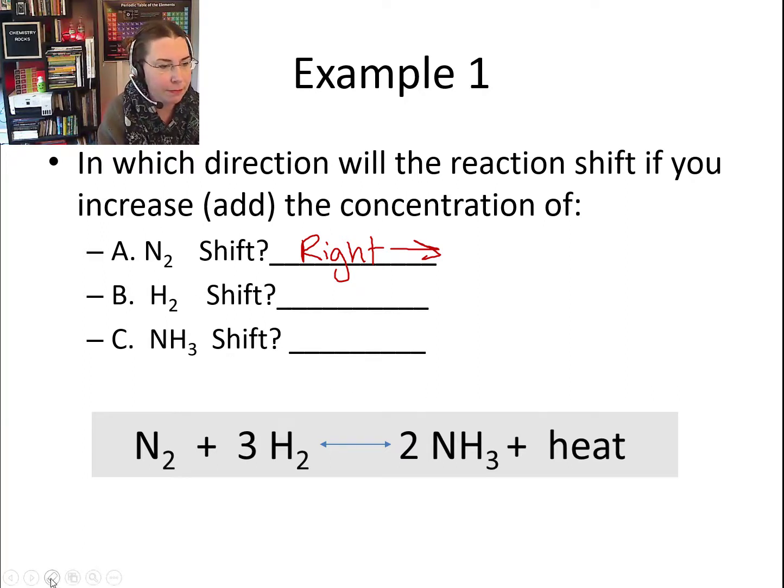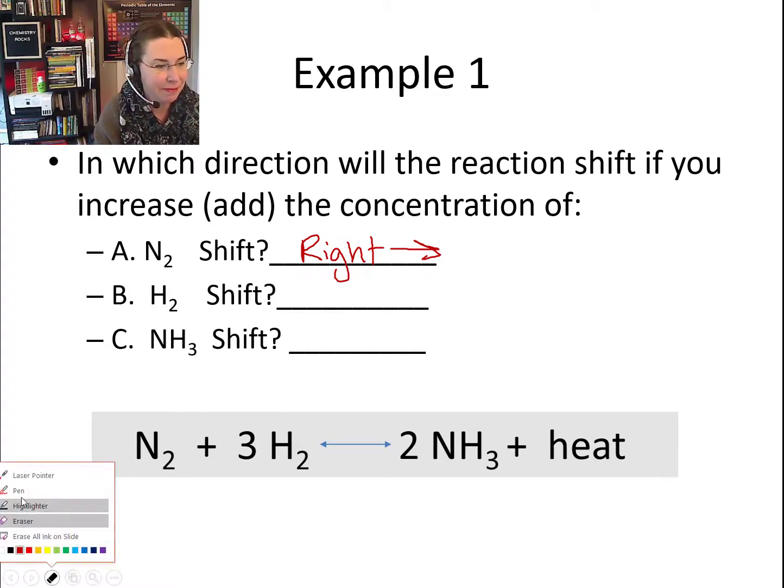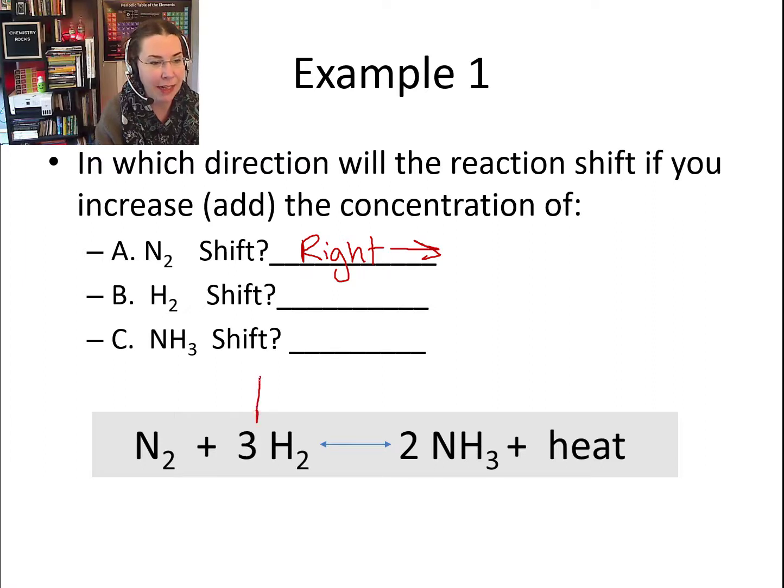So if I add hydrogen, which way am I going to shift? I want you to try to answer this one before I do. All right, if I add hydrogen, I'm going to shift to the right because I'm going to move away from the hydrogen, and that's going to let me make more products to balance out the increase in the reactants that I just made. Alrighty.